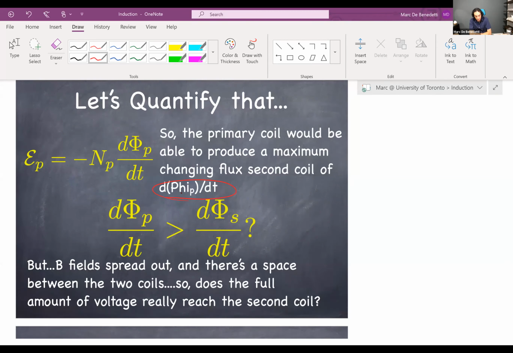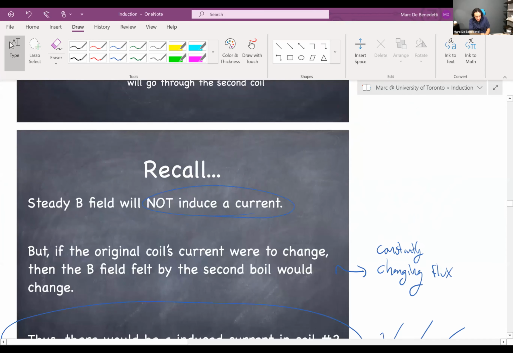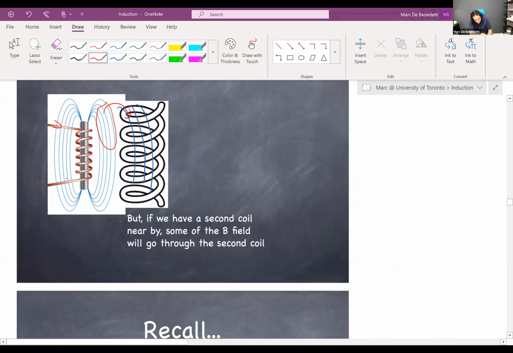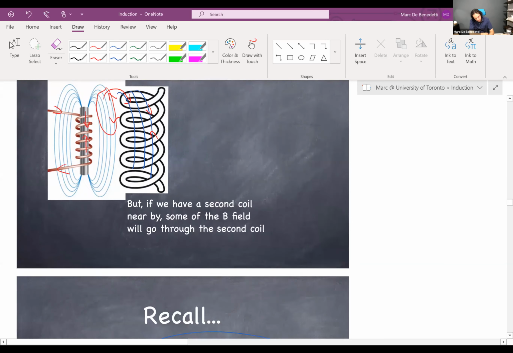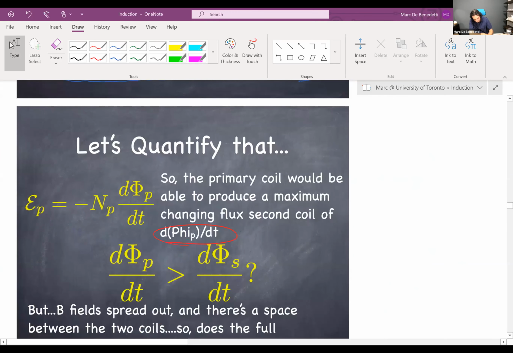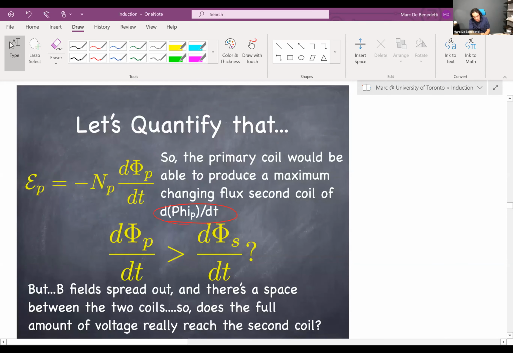That's saying the flux, sorry, let me scroll back here so you can see. That's saying if you keep increasing the current and decreasing the current here, switching directions, that these field lines will keep switching back and forth. But not only does that cause a change in field in that coil, obviously this coil itself will feel a change in flux. So that's what this is saying here. It's saying the primary coil will be able to produce a maximum flux in the second coil equal to the maximum flux that it feels.